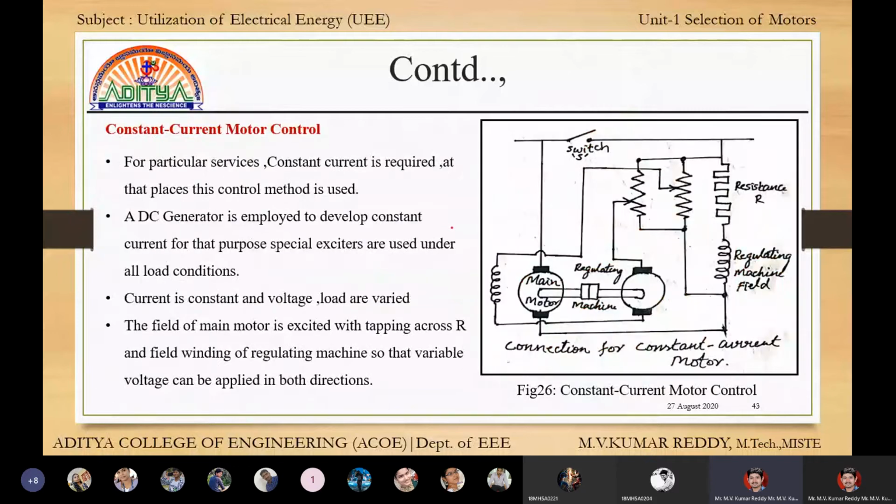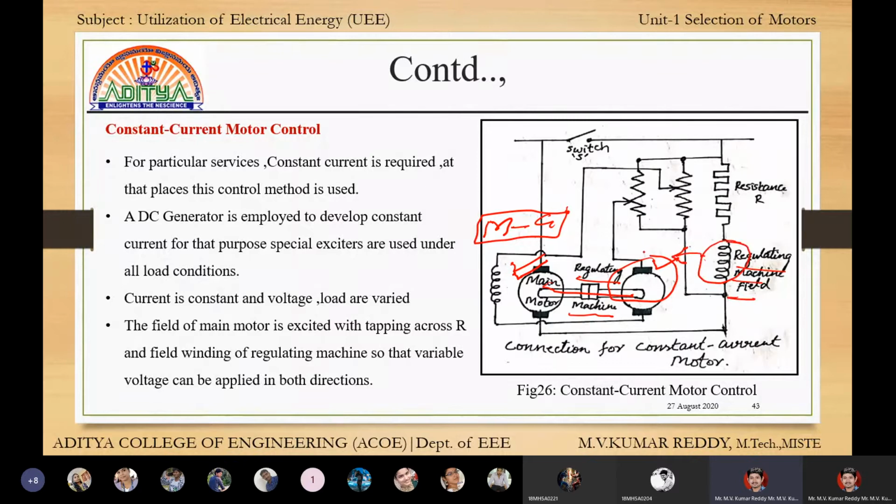Next one is a constant current motor. Here we have only two machines. This is a motor generator set, where on the shaft of the main motor, this generator is connected, and it is called a regulating machine. Here the generator is called a regulating machine, and this is the regulating machine field, the field of this generator.